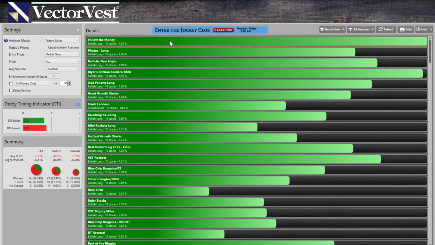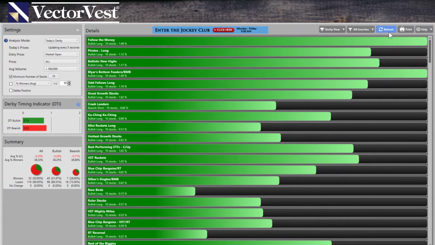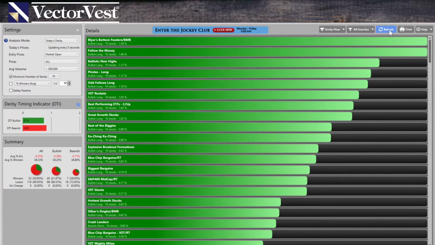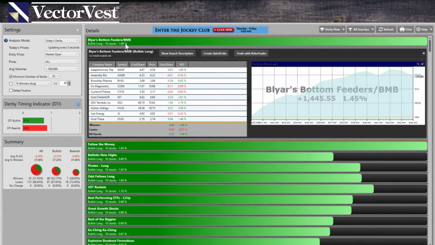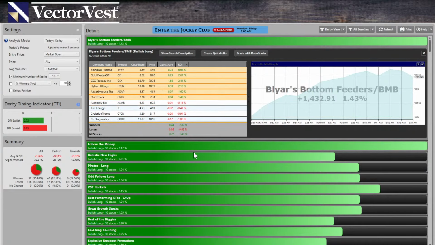Let's bring the fastest moving searches back up to the top of the list by refreshing. What's up there now? Bleyer's bottom feeders up 1.5%. Let's take a look at the equity curve. Like the equity curve this morning, starting to pull back now. Let's go change the ROI. What's in here? Look at this. Other stocks that we haven't seen. The flexibility behind the tool to still bring to the forefront what stocks are actually moving.